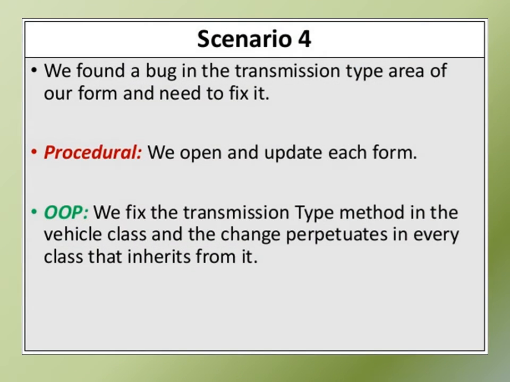Now there is one more scenario. If we found a bug in the transmission type area of our form and need to fix it, then what do we do? If we are using a procedural language, then we open and update each form, whatever forms are there, and in that we go and make the changes. But if we are using object oriented programming, then we fix the transmission type method in the vehicle class, and the change is there in every class that inherits from it. So we have to make a change in only one class, that is the vehicle class, from which the other classes are derived.